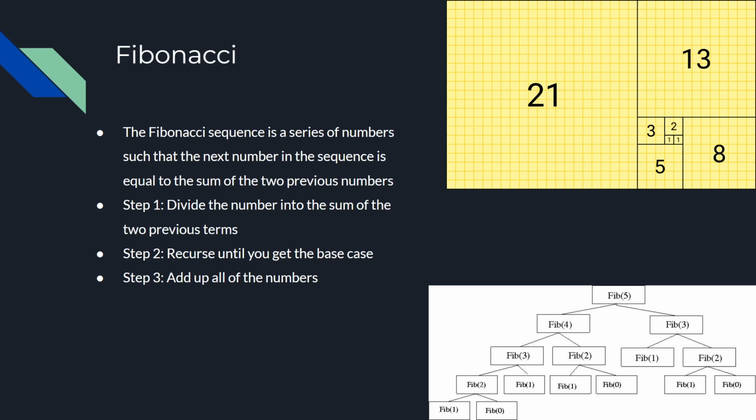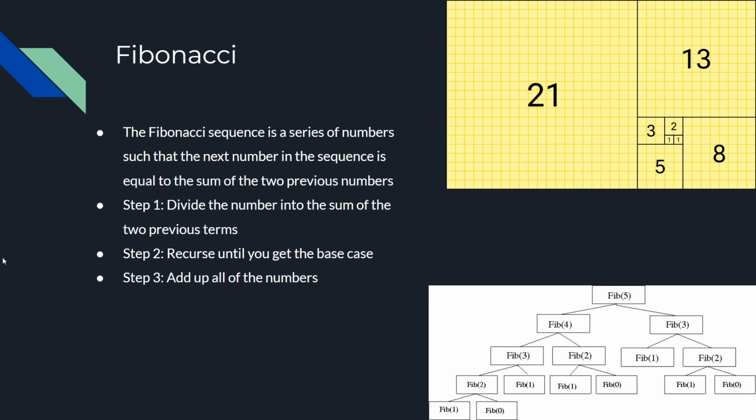You can see this in the picture at the bottom right. So we see that, for instance, the fifth Fibonacci number is expressed as the sum of the fourth and the third. And then the fourth Fibonacci number is equal to the sum of the third and second, so on and so forth. The base case here, so for instance, the 0th and the first Fibonacci numbers are just both 1. Once you get the base case, you recombine by adding up all of these numbers.